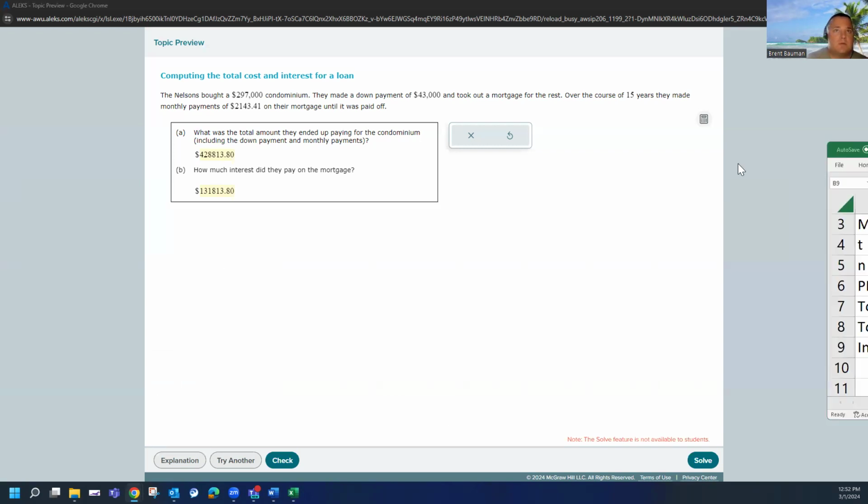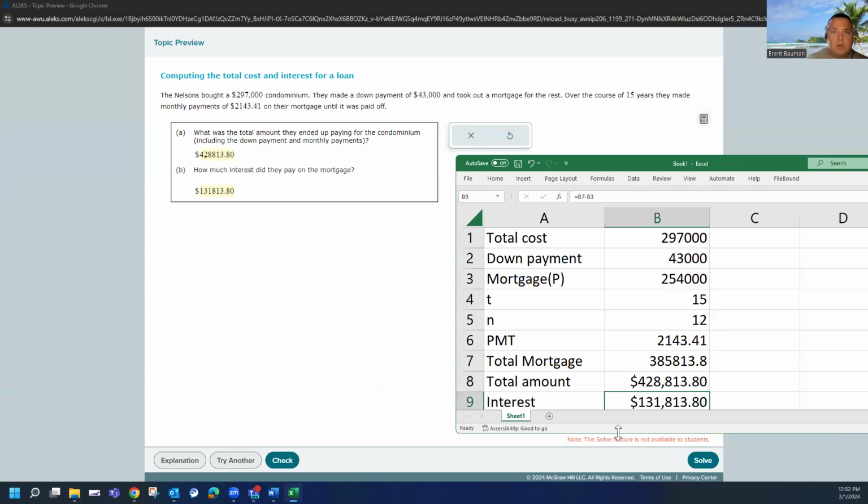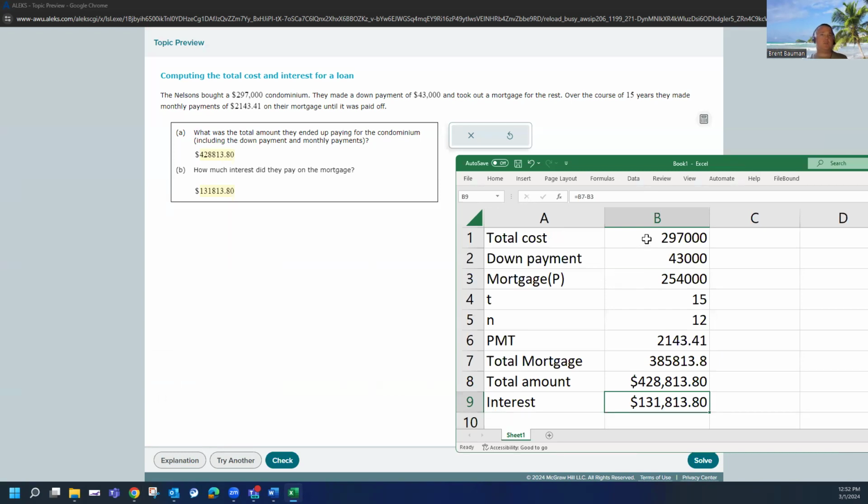Okay. So with this one, you're working through the parts. You're starting with the total cost. You're going to remove the down payment for the actual mortgage amount. So the mortgage is going to be the cost minus the down payment. We're told that it's monthly payments, and then we're told that it's 15 years. So 15 for T and 12 for N, for monthly. We're given our payment amount as $2,143.41. So to figure out the total mortgage, we took the time times the monthly 12 times the payment.